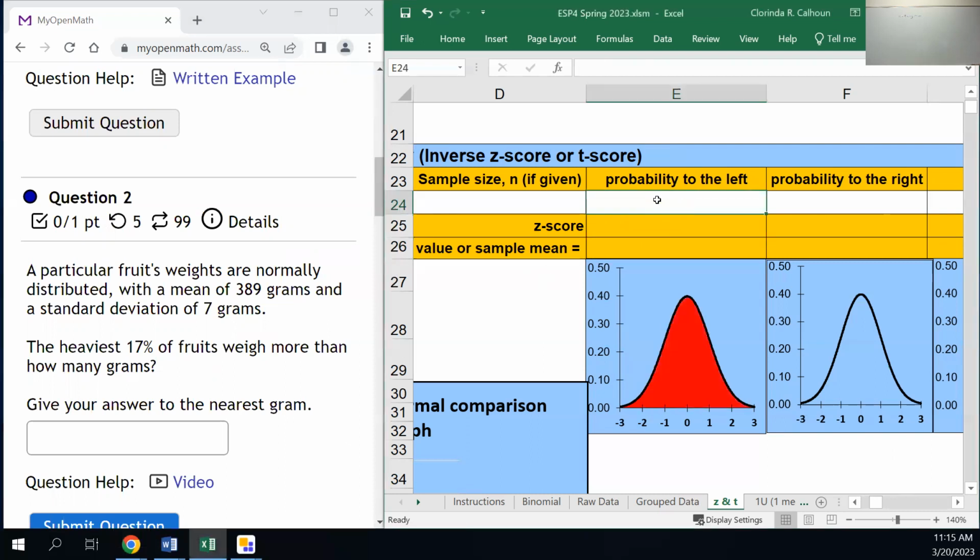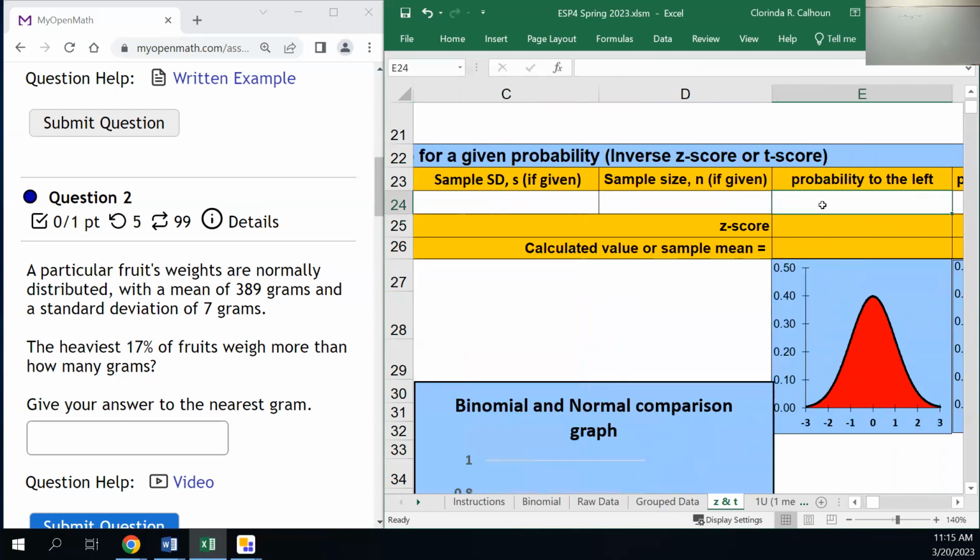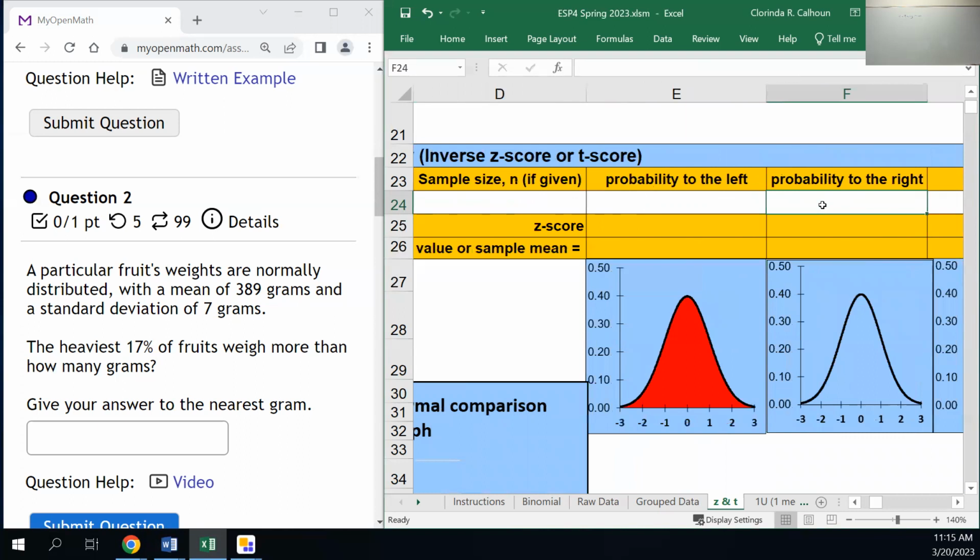So start at the beginning, clear everything out of here, and do your mean and standard deviation first. Get those in there. And then tab over to the probability to the right this time.